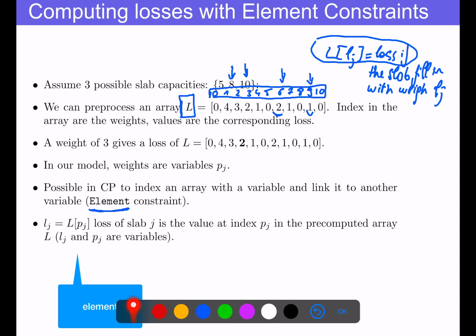Okay? So the loss of the slab j is equal to the value that you can retrieve in this pre-computed array at the index Pj, and Pj is the total load variable. Pj is the weight of all the orders that you have assigned to the slab j. And this is really the very nice idea in this model: the way you compute the minimal loss for each slab. You retrieve it by indexing this pre-computed loss array with the variable Pj, and Pj represents the total weight assigned to slab j.